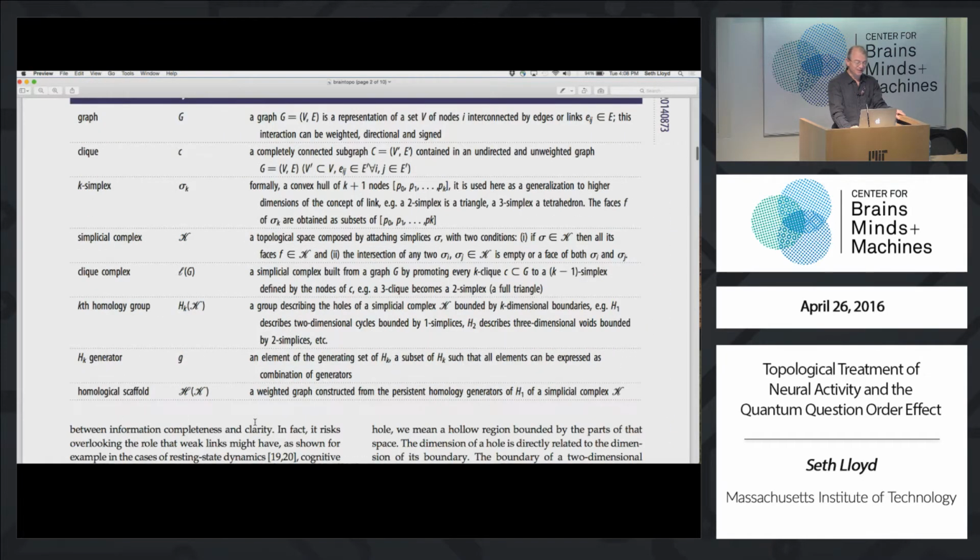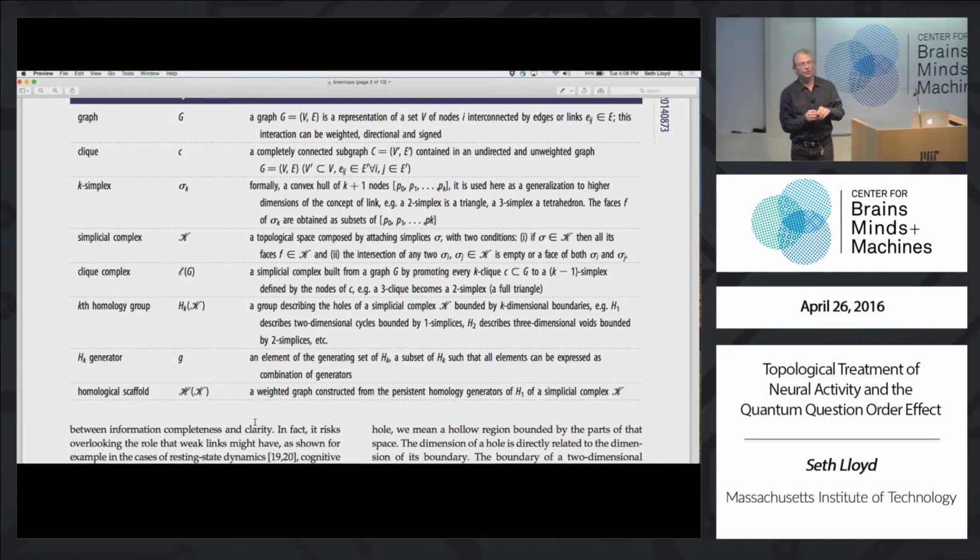But I'm just putting this up to show, this is a kind of paper where you start looking at things like this, you go down this list of features that are going to be discussed, and you get down to the kth homology group, and you say, okay, forget it. At least that would be my take on this.